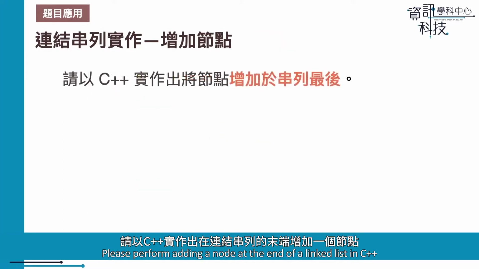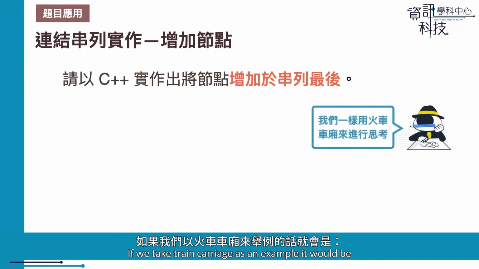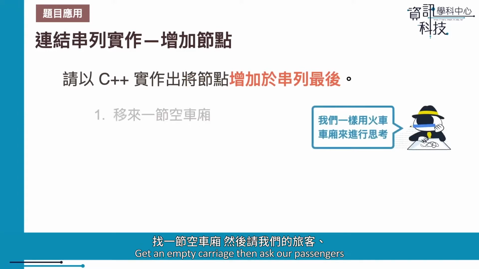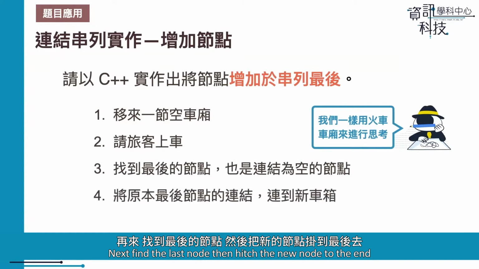Please perform adding a node at the end of a linked list in C++. If we take a train carriage as an example, we would get an empty carriage, then ask our passengers, that is the data, to get on the carriage. Next, find the last node, then hitch the new node to the end.